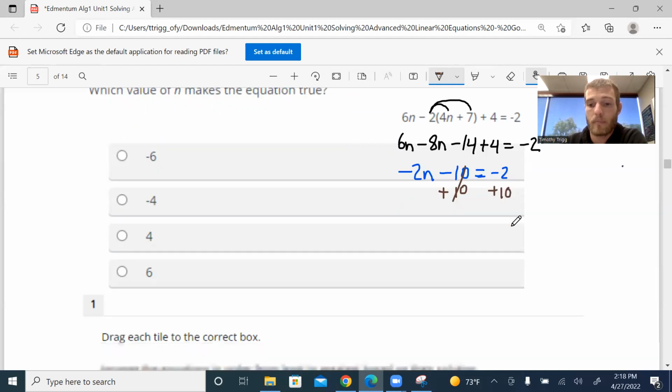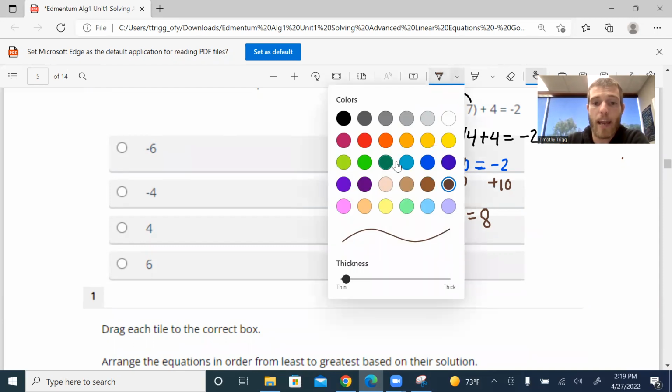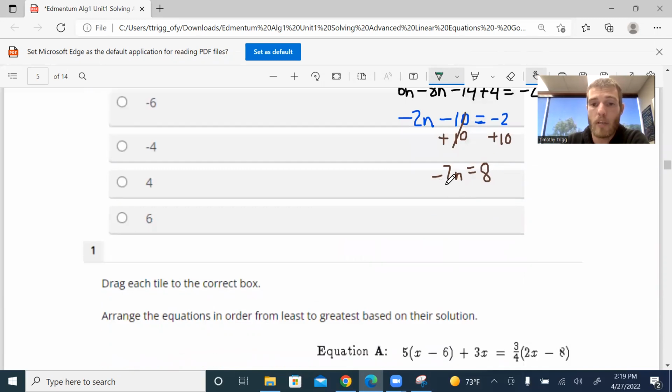Giving us that negative 2n on the left equals 8. Almost done. To get rid of this -2, notice it's -2n. That means they're multiplied together. Whenever the number is right up against the variable, that means they're multiplied. So we cancel that out with division. We divide by -2 on both sides of the equation.